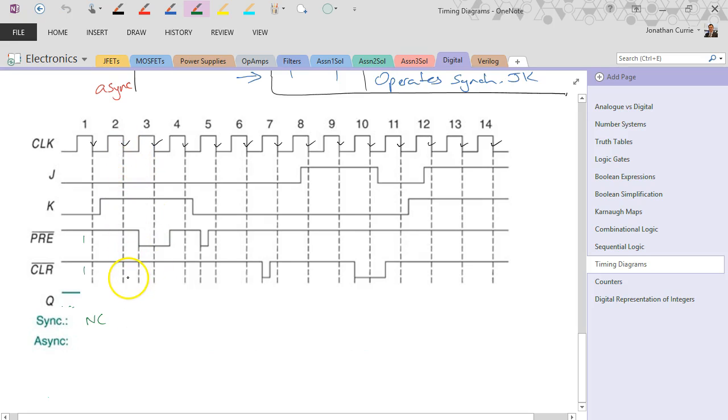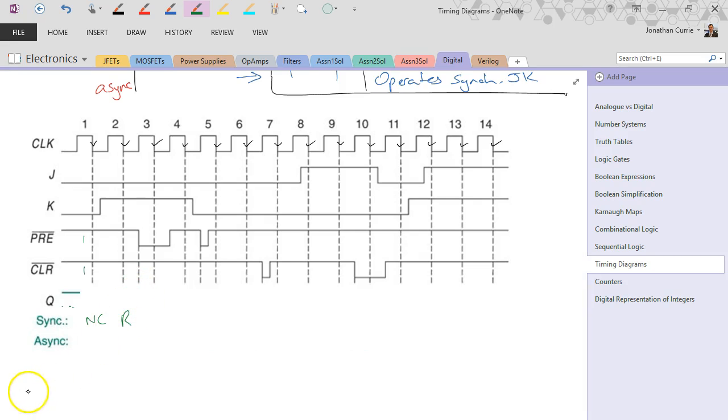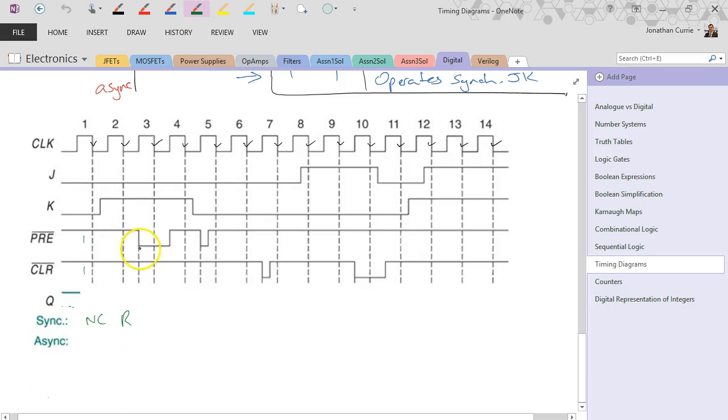Alright, the next one we've got a reset. Then at this point here, the next one we have is our preset going active. So I'm just going to put a P for preset here. Then we would have normally a reset with our clock, but because the preset is active, that's not going to do anything in this case, but I'll still put it there anyway. Following along again, we've got another reset. Our preset is no longer active.